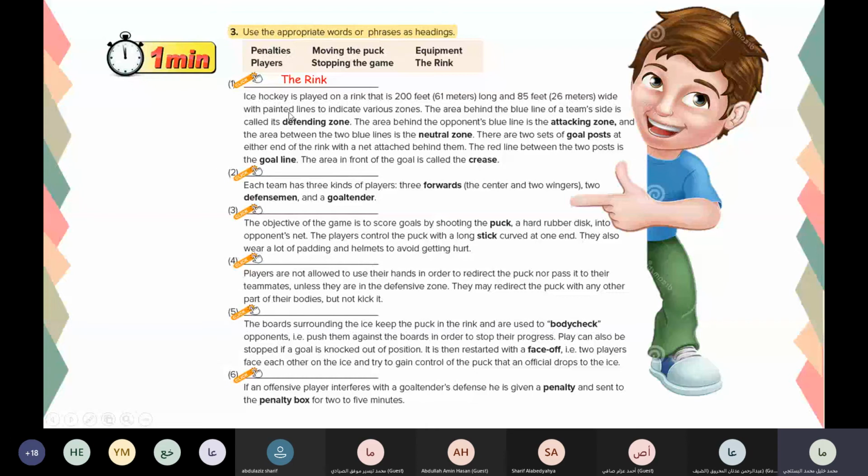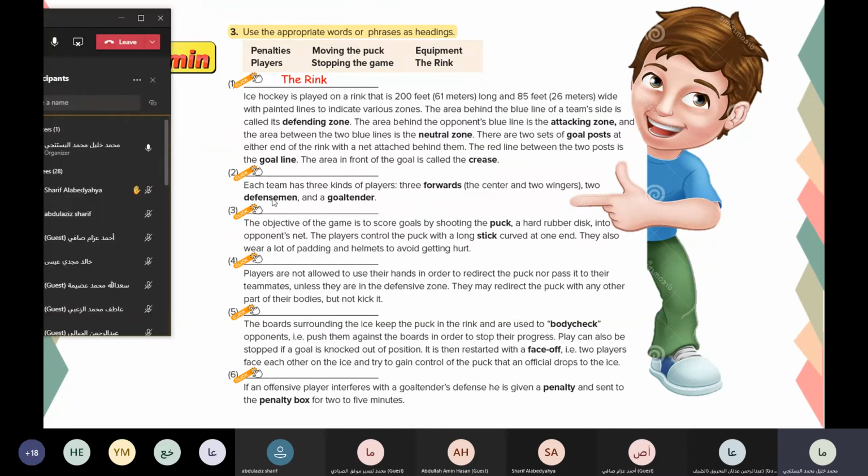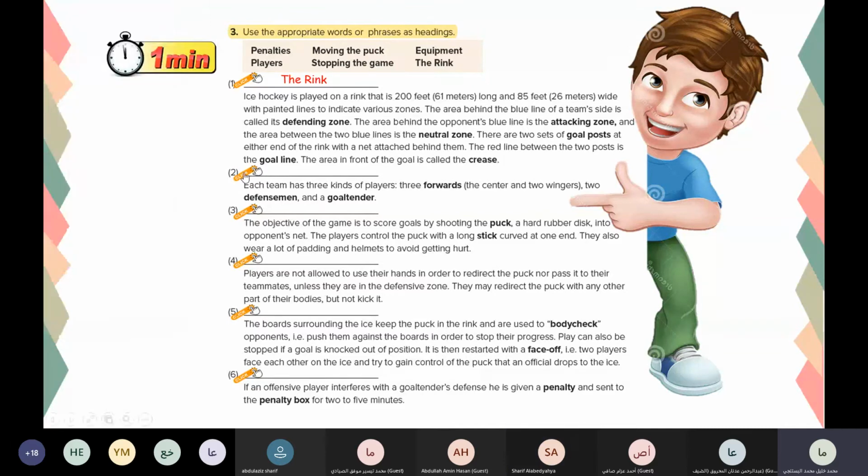Now, what about the second? Which heading is suitable for the second paragraph? Who can try? Sharif. Players. Players, good. Read it, please. Each team has 3 kinds of players. 3 forwards, the center, and 2 wingers. 2 defensemen and a goaltender. Goaltender, good.